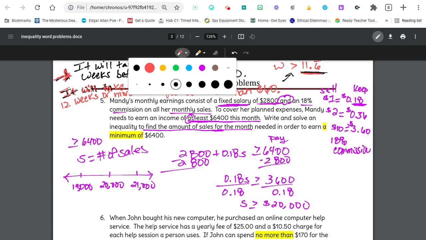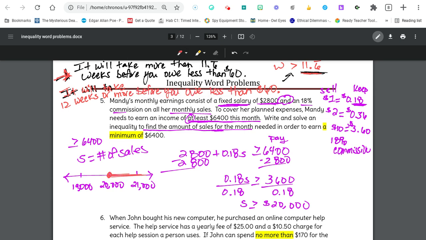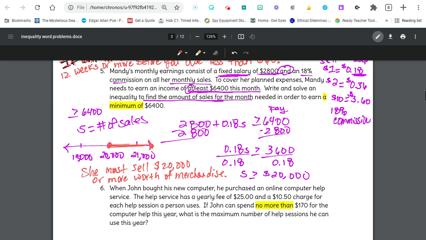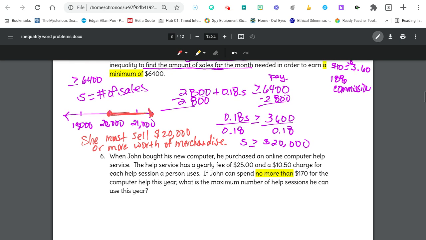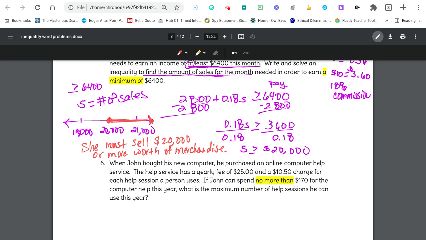Just graphing. Greater than or equal to, more than that. Whatever she's selling, she's got to sell $20,000 or more if she wants to make at least $6,400 in a paycheck.